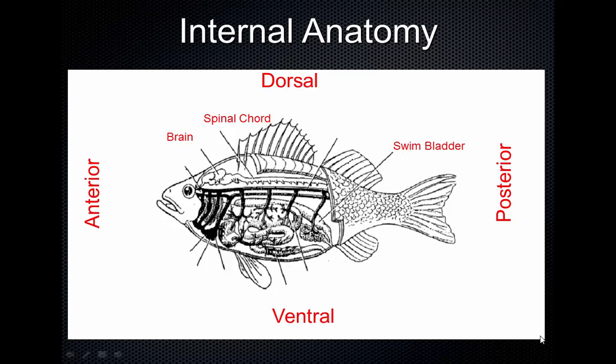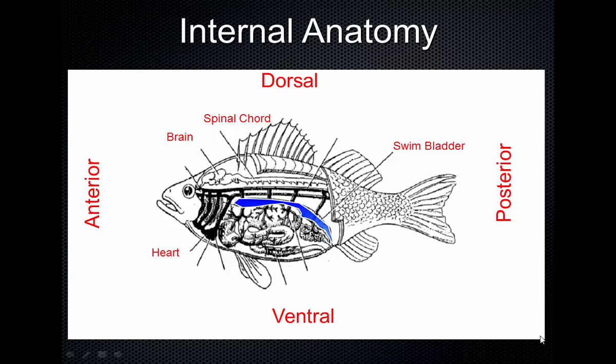Inside, sort of right towards the middle of the fish, is the swim bladder. Now, in some fish, the swim bladder is open to the digestive system. It's one way they can get air into it. In others, it's not. It just depends on the type of fish. But that's the swim bladder. Remember that it inflates and deflates, changing the buoyancy of the fish.